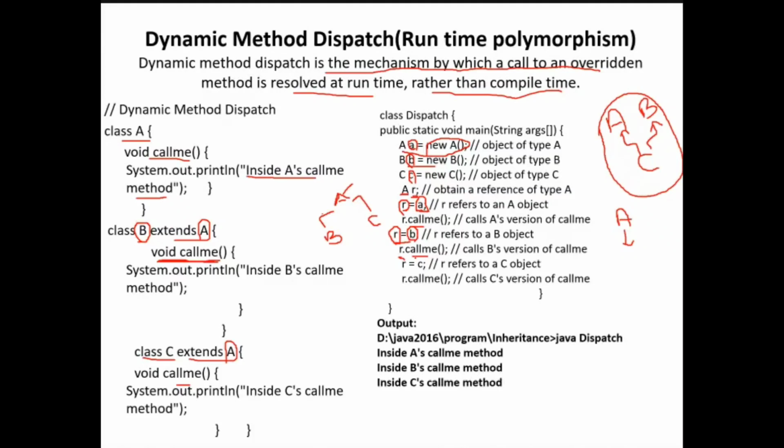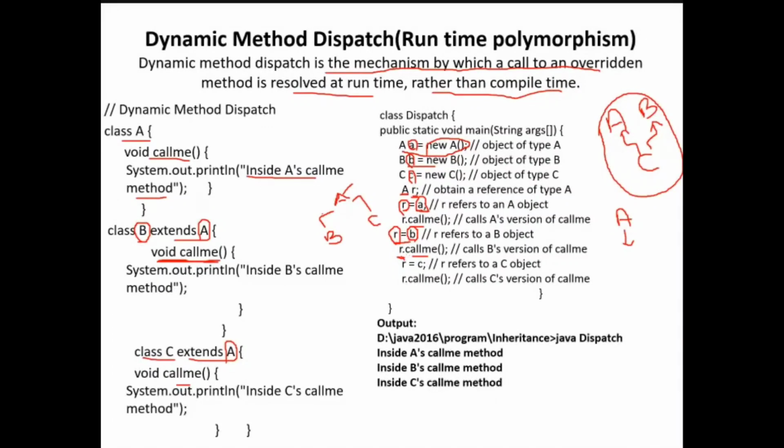Actually, it won't call the A class call me method. It will call the B class call me method. It seems to be calling the method of class A because the type of R is A. But actually it will call the B class call me method, because during runtime only the link happens between the function call and the function definition.